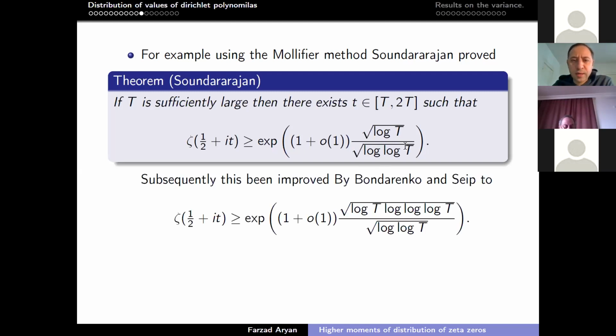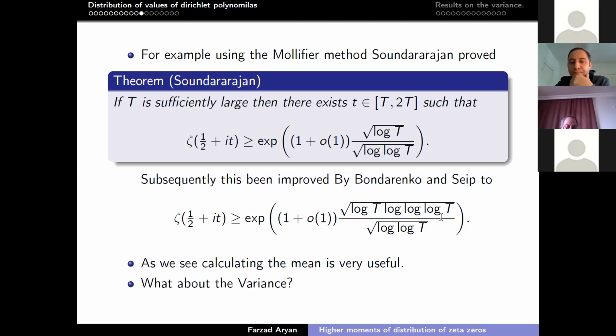The result of Soundararajan was improved by Bondarenko and Seip. They add this term, log log T. They use the resonance method that I explained, then they add some new ideas to that. It's a beautiful paper, and it proves that the zeta function gets large. My conclusion is that calculating the mean with respect to a measure other than Lebesgue is pretty useful. It comes down to giving good results.